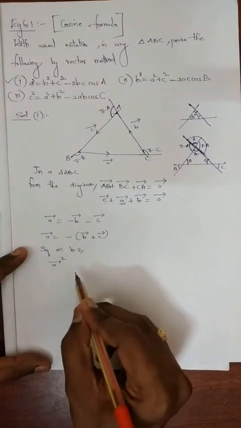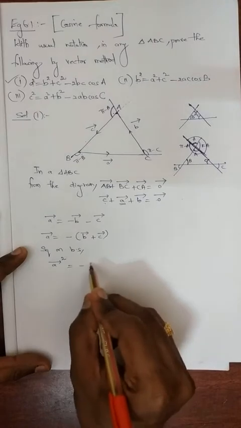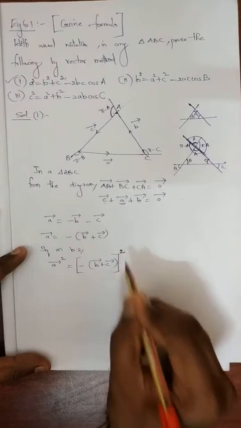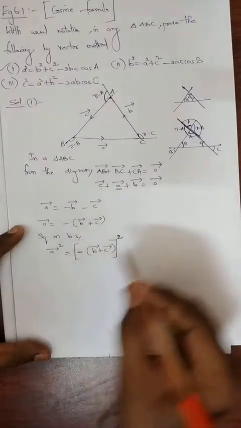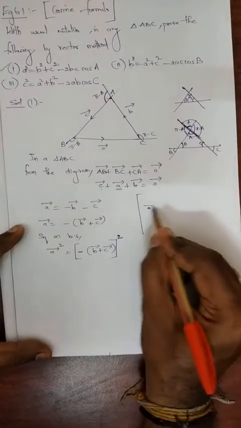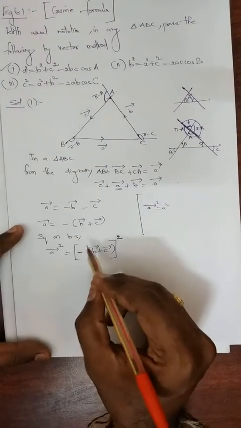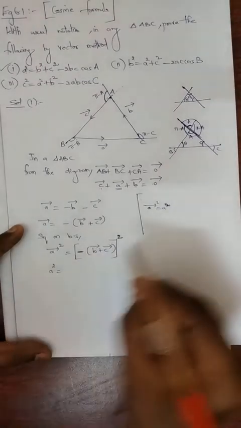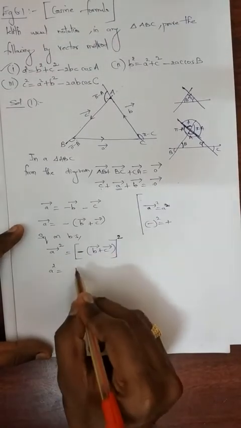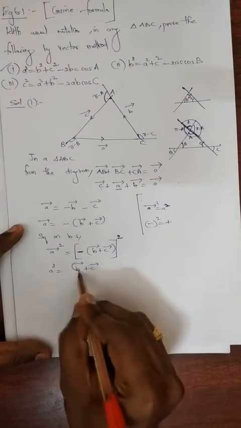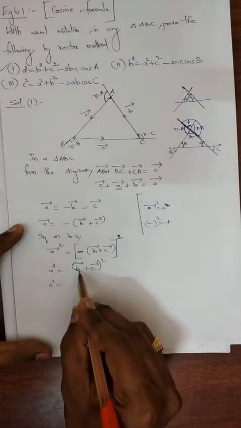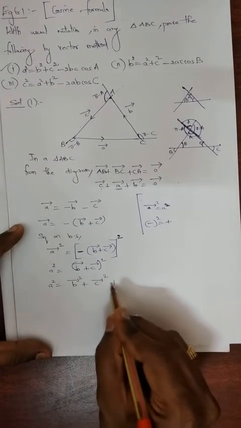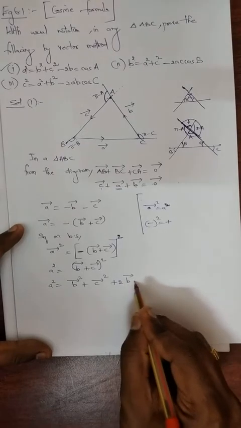Therefore A vector square is equal to minus B vector plus C vector the whole square. This we can write as A vector square. You know one formula, A vector square we can write as A square. So A square. This minus will become plus because minus the whole square is going to be plus. So what is the remaining here? B vector plus C vector the whole square. Using the formula A plus B the whole square, this is B vector square plus C vector square plus 2 B vector dot C vector.